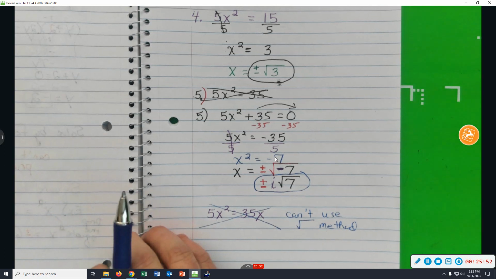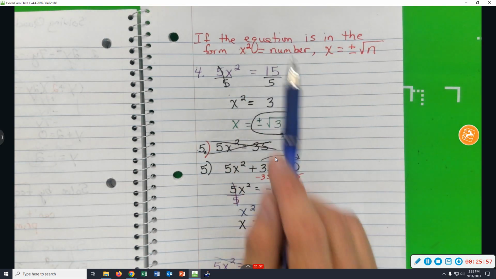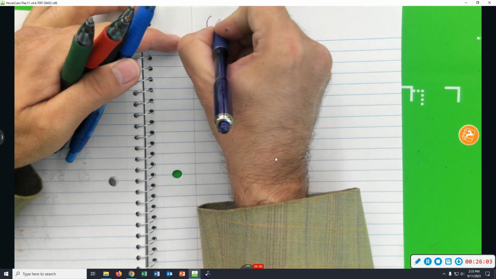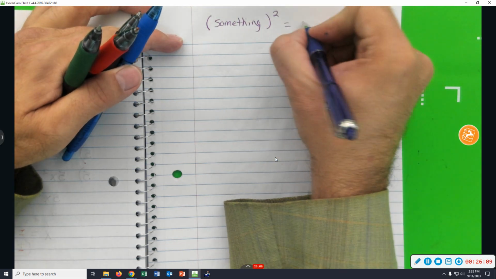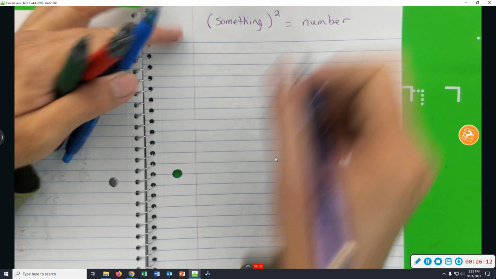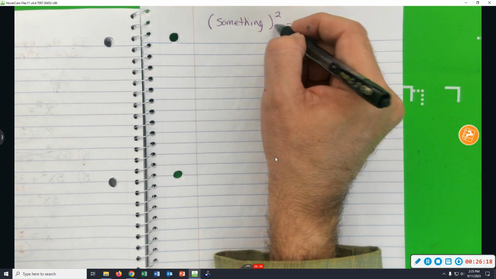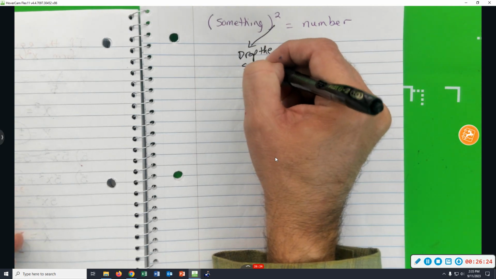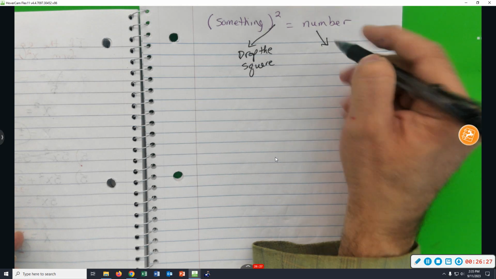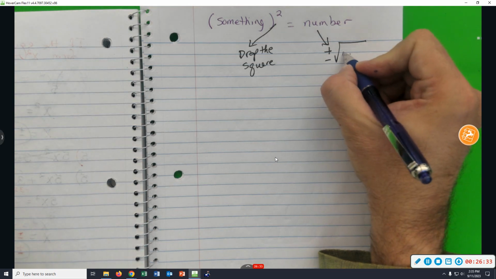Now, I've said that the equation needs to be in the form x squared equals a number. Really, as long as it's in the form something squared equals a number, you can always use the square root method by dropping the square on the left, and on the right, take the positive and negative square root of the number. Now, why on earth am I mentioning that?